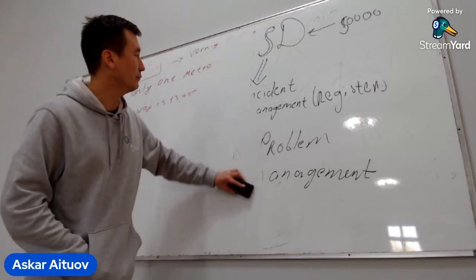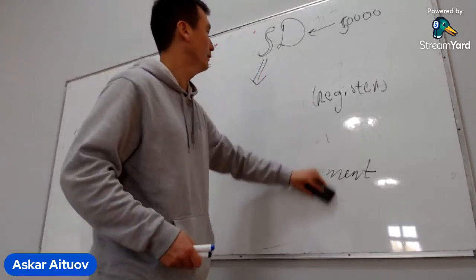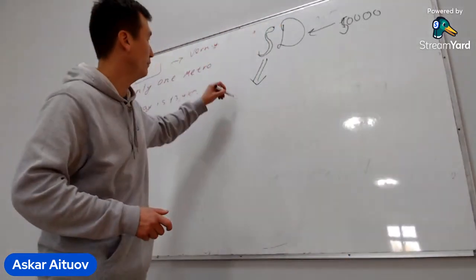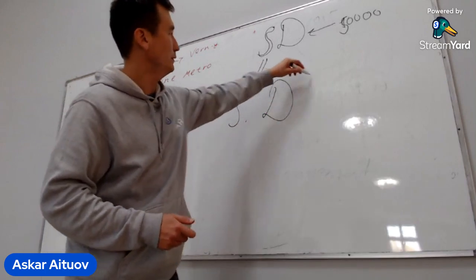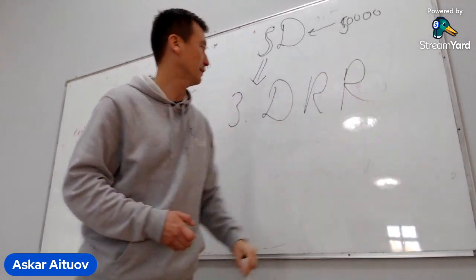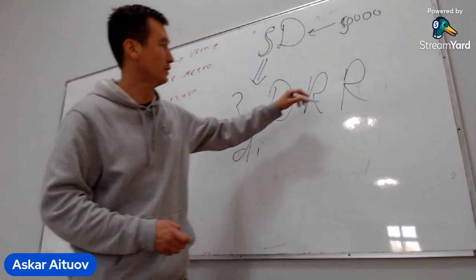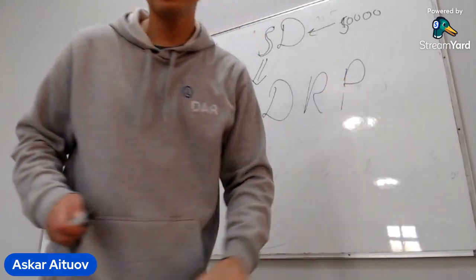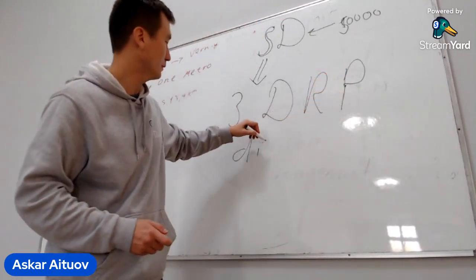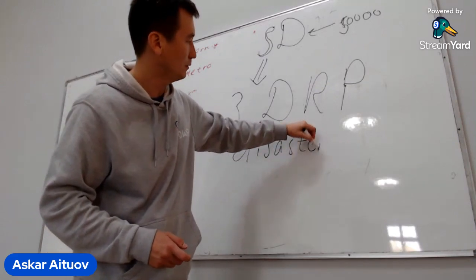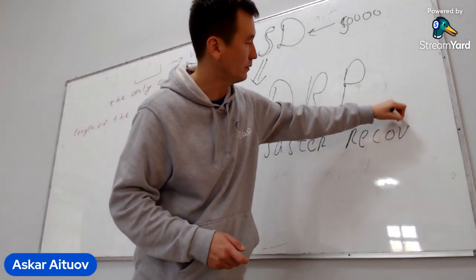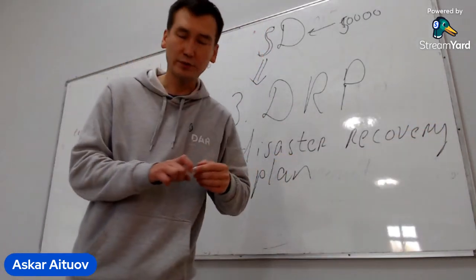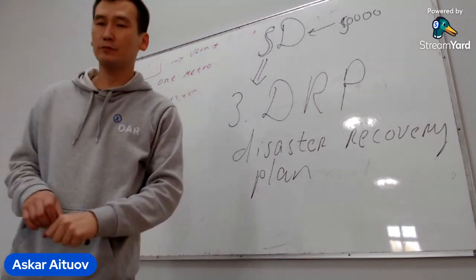And there is number 3. Number 3 is my favorite. DRP, disaster recovery. Disaster recovery plan. This is an official term as well.